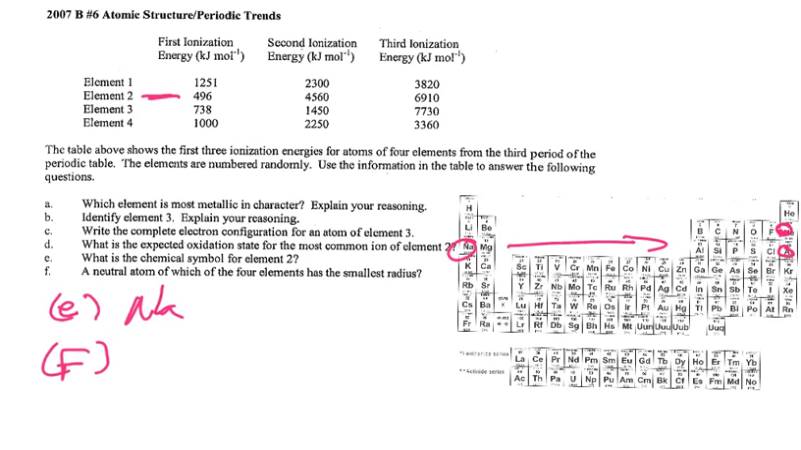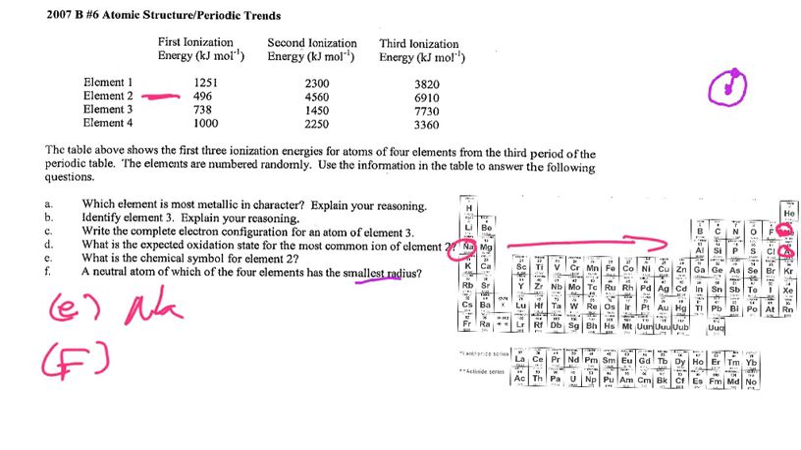And lastly, part F, which of the elements will have the smallest radius? You remember the ones that are really, really small will have their electrons closer to the nucleus, and they'll be attracted more, which means they will have much higher ionization energy, because it's going to take a lot of energy to remove them. So we're essentially looking for the one with the highest ionization energy. And I think that's probably going to be element 1.